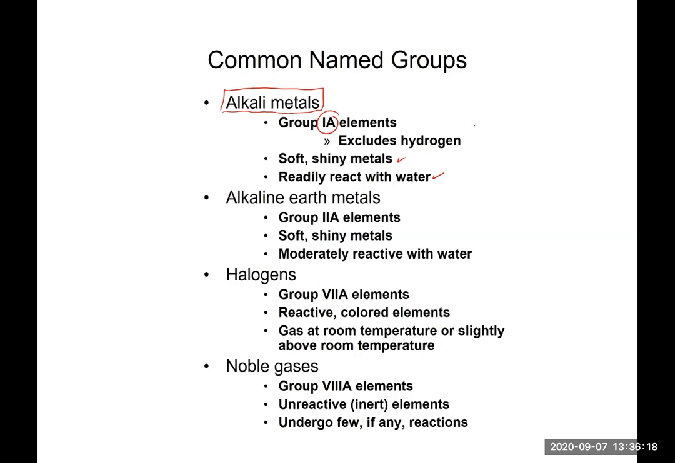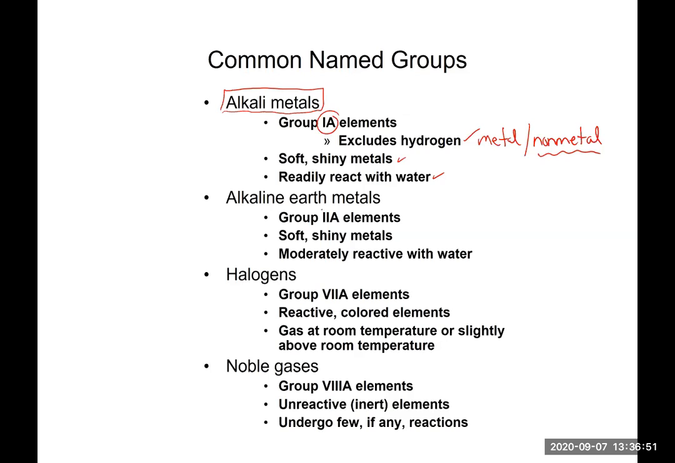This group, even though hydrogen is in group 1A, hydrogen can sometimes act like a metal, and hydrogen can sometimes act like a nonmetal. It's not a metalloid. It just has the ability to act like either a metal or a nonmetal, and so it's excluded from the alkali metals. It's not excluded necessarily from being a group 1A, but it is excluded from being an alkali metal because it has this nonmetal capability.